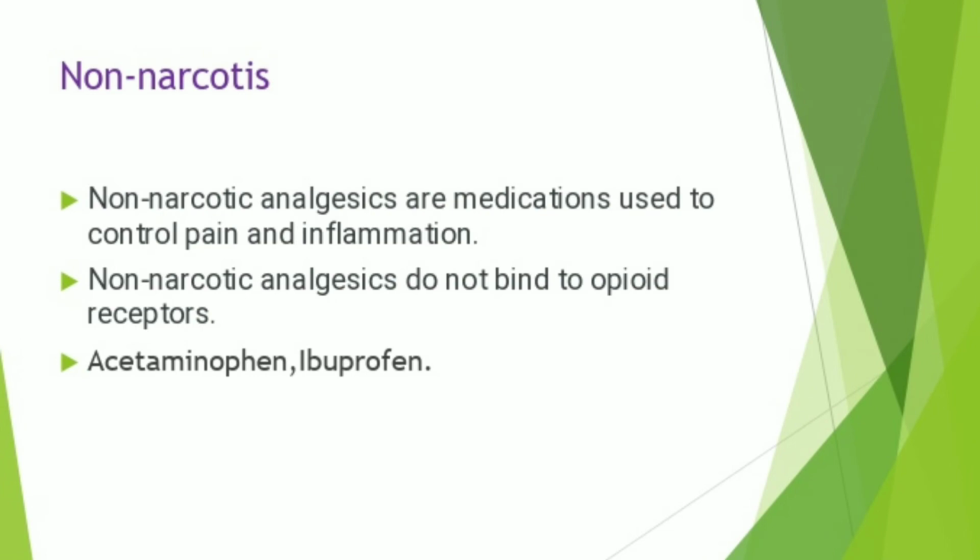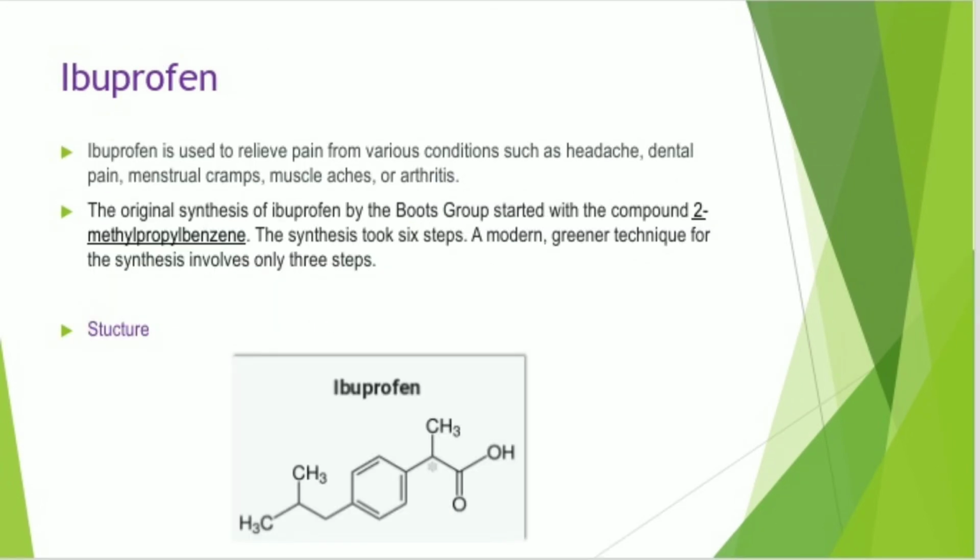Non-narcotic analgesics are medications used to control pain and inflammation. Non-narcotic analgesics do not bind to opiate receptors. Ibuprofen is used to relieve pain from various conditions such as headache, dental pain, menstrual cramps, muscle ache, or arthritis. The original synthesis of ibuprofen by the Boots group started with the compound 2-methylpropylbenzene. The synthesis took 6 steps.